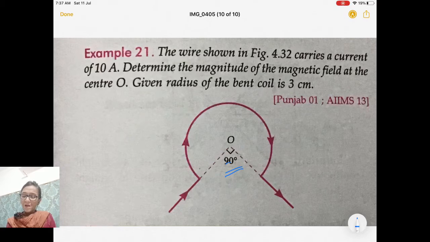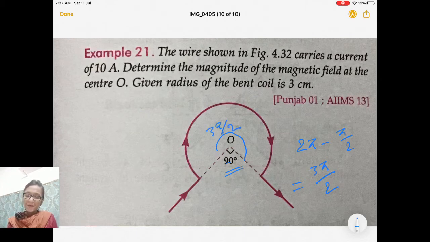So you will subtract pi by 2 radian from 2 pi. That will be angle along this side in radian. So 2 pi minus pi upon 2. Pi upon 2 means 90 degree. And this becomes equal to 3 pi upon 2. Okay. So in radian you obtain angle 3 pi by 2.